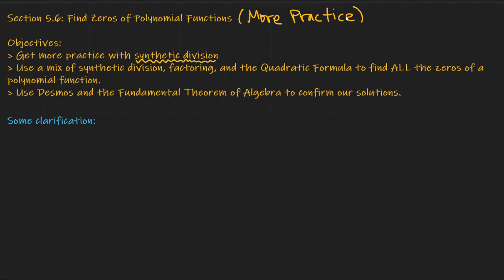Use a mix of synthetic division, factoring, and the quadratic formula to find all the zeros of a polynomial function. Okay, we're going to talk about why I make that distinction there. And then we're going to use decimals and the fundamental theorem of algebra to confirm our solutions.